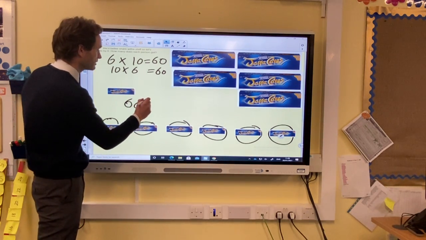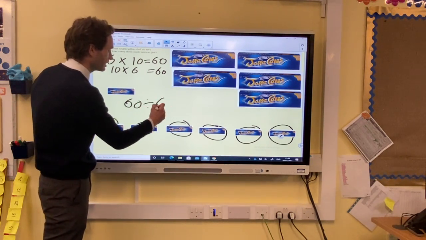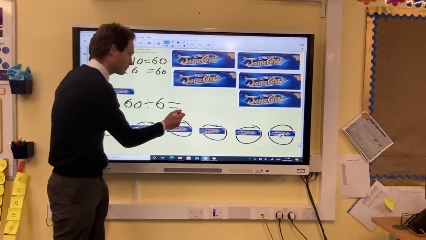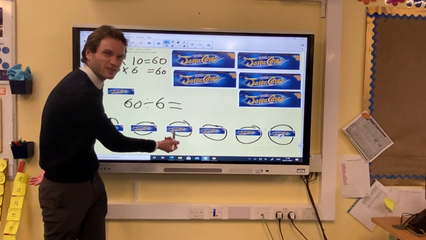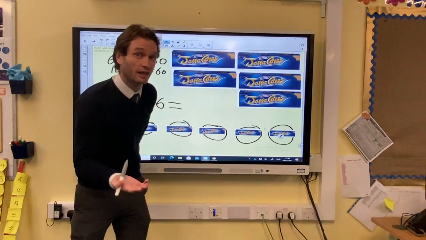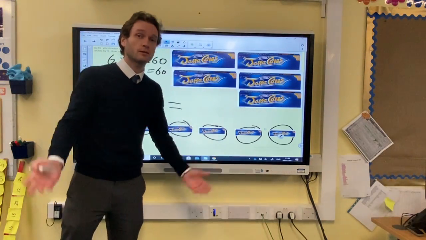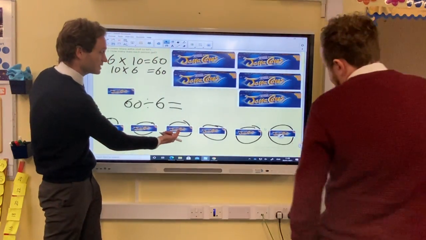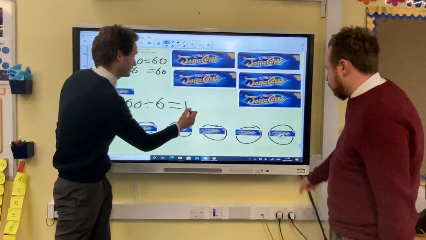Yep. And then we divided them between 6 people, and that means each person gets, well, how many is it? A biscuit? Is it a cake? The age-old debate. That is the question. How many Jaffa cakes does each person get? 10. 10, okay. 10 in each pack.